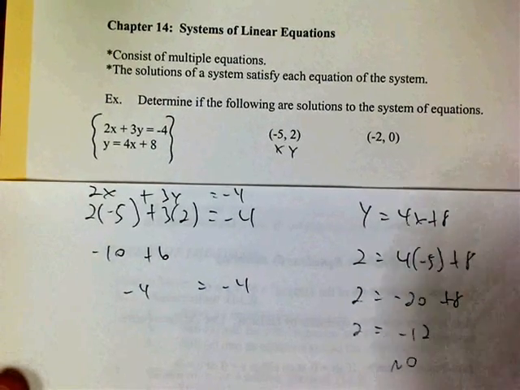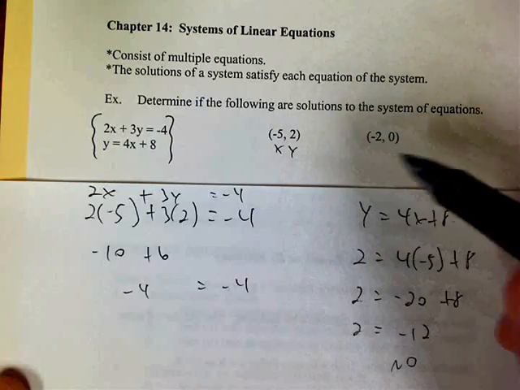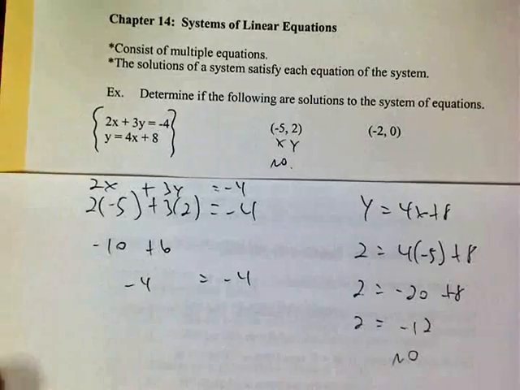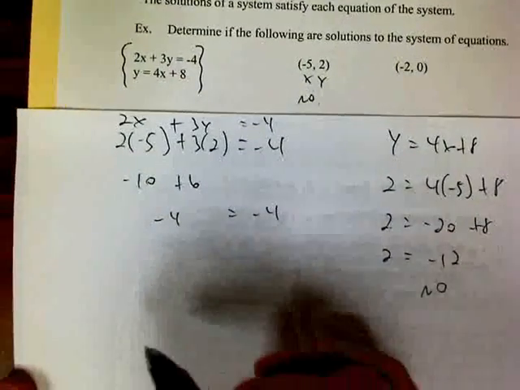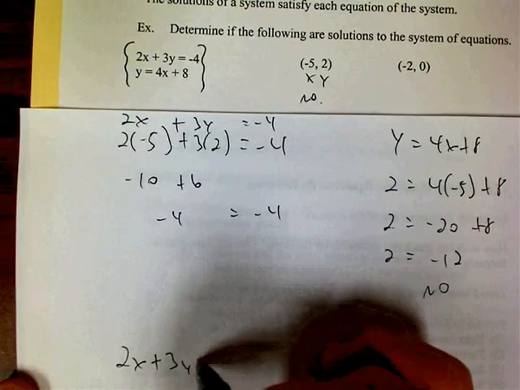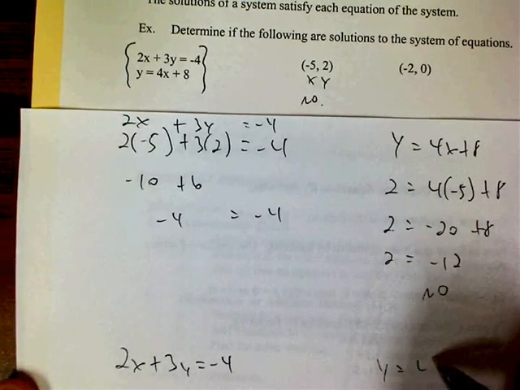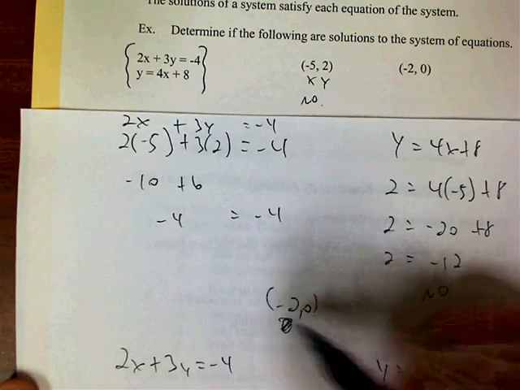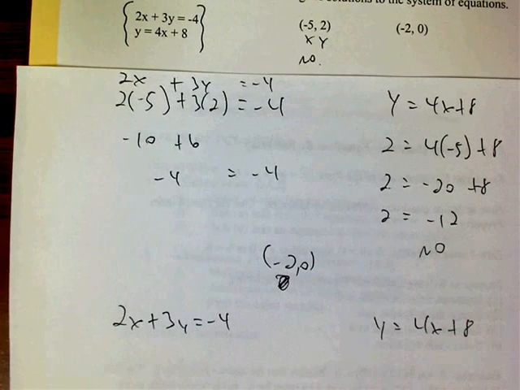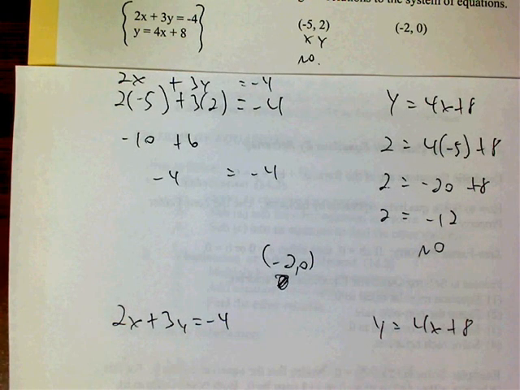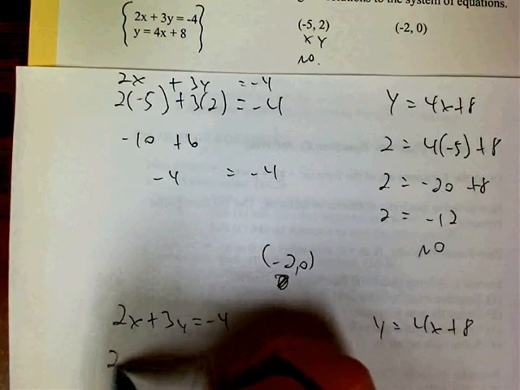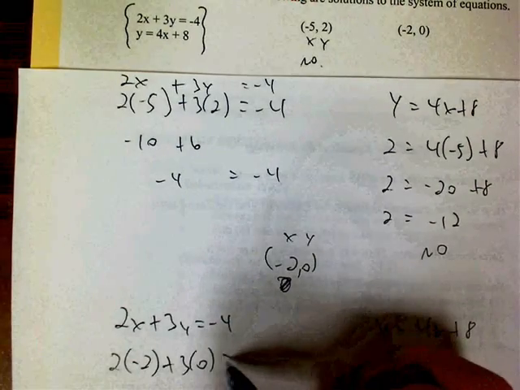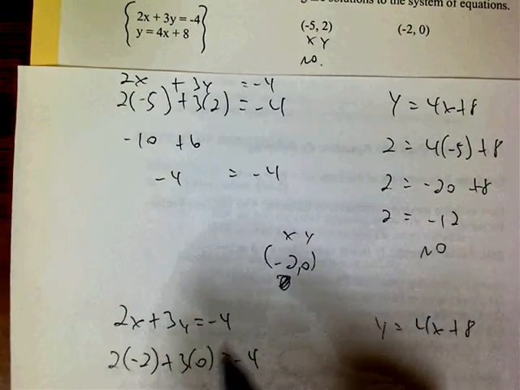Since it didn't satisfy one of the equations, that means -5 comma 2 is not a solution to the system. Let's try -2 comma 0. Let's see if it is. So let's test it into both equations. I'm going to go ahead and write those down. We're now doing -2 comma 0. Let's substitute -2 comma 0 into both equations and see if a true statement is yielded for both. Remember, x is -2 and y is 0. That's why I'm putting the numbers where I am.